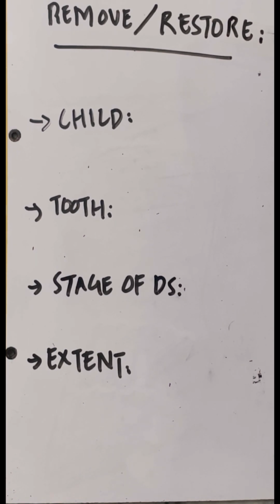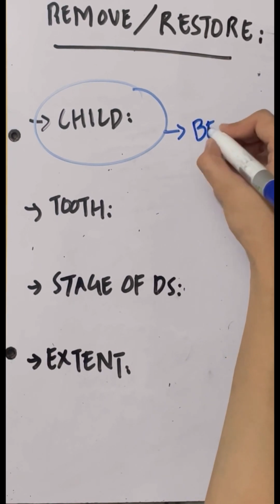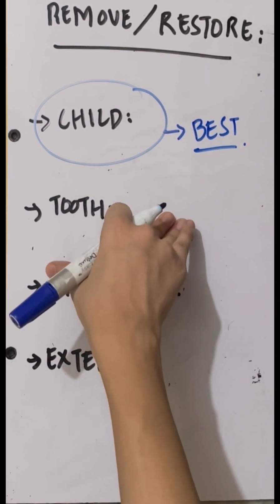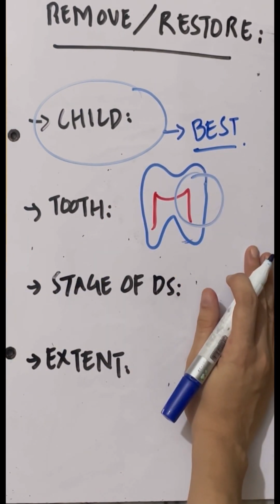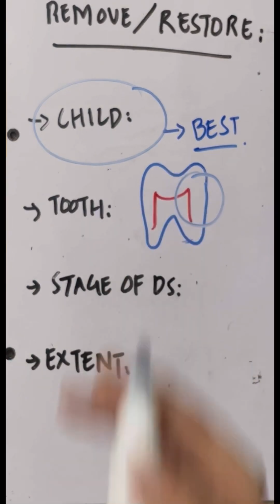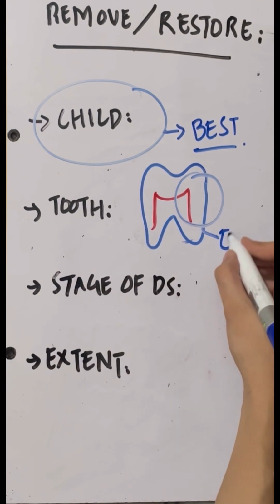There are 4 parameters that help us decide whether to restore or remove the tooth. The first is the child. We have to provide the best and required treatment to the children. We do not need to consider the needs of the dentist or the parent's convenience. We have to do what is best for the child. The second parameter is the tooth. If the pulp is exposed, no treatment can retain it, and the prognosis will also not be good. So we will extract this tooth if the pulp is exposed.